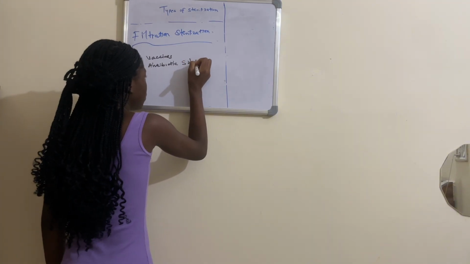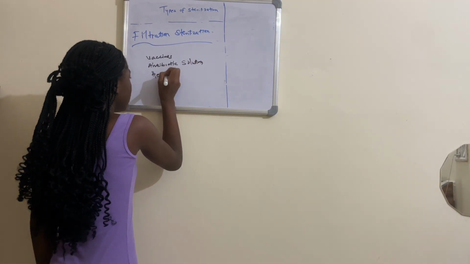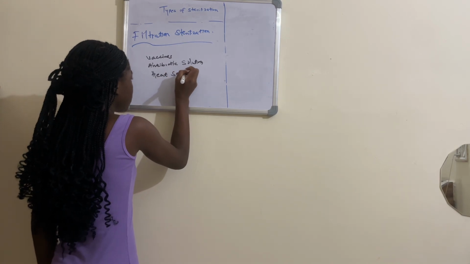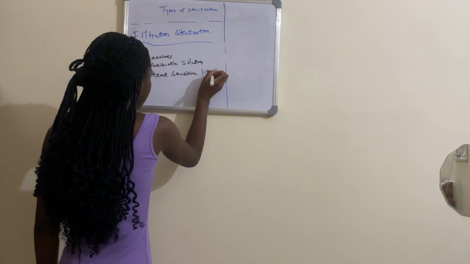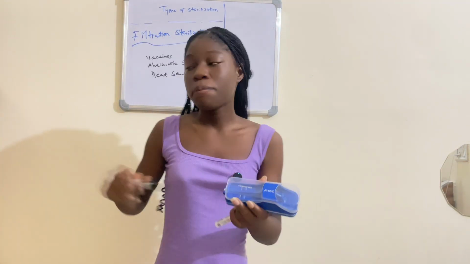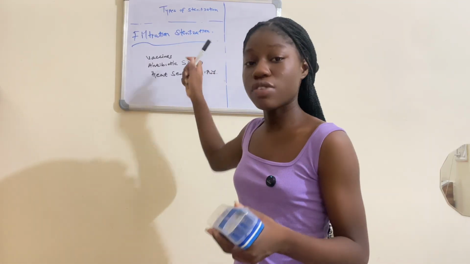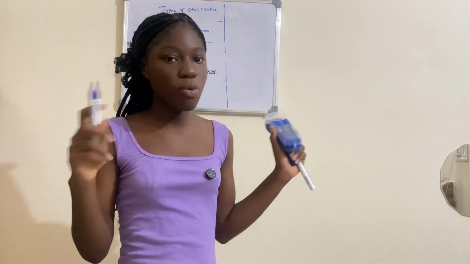solution, and also some heat sensitive liquid. So this is the application, right? So these are all of the types of sterilization. So let's do a recap about the types of sterilization before we talk about the factors that affect sterilization and the application of sterilization.